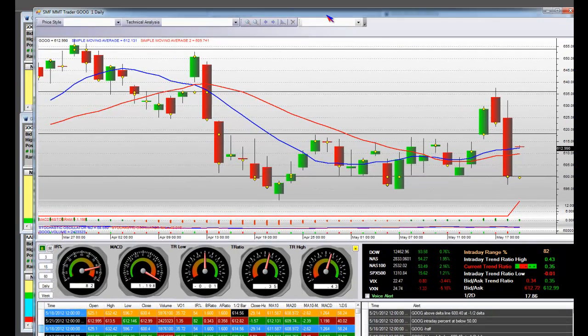615.69 and the half bar at 614.56 does everything for you. This period moving average is the one that we're going to watch on this daily, and that's at 611.58.